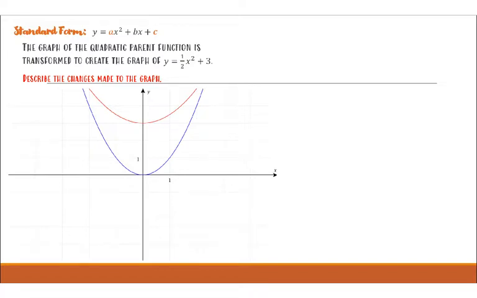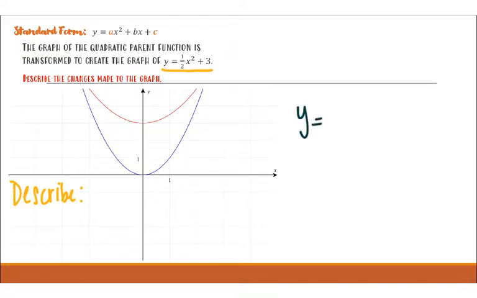The graph of the quadratic parent function is transformed to create the graph of y equals 1/2 x squared plus 3, and we're going to have to describe changes made to our graphs. So this time we already have the graphs there for us. We just need to compare the equations and look at the graphs that are there to see what is happening to our quadratic parent function.